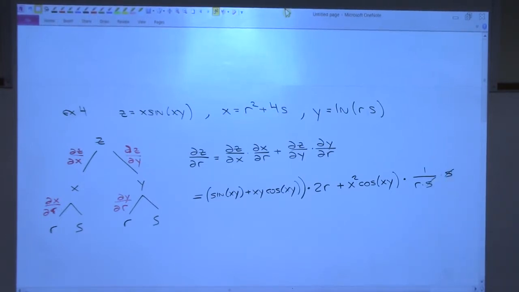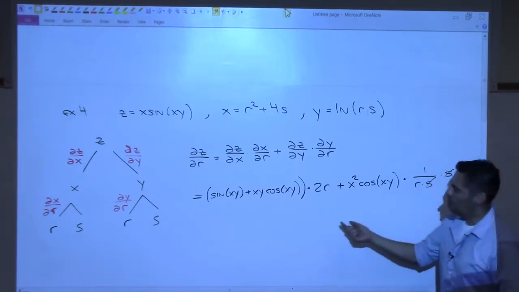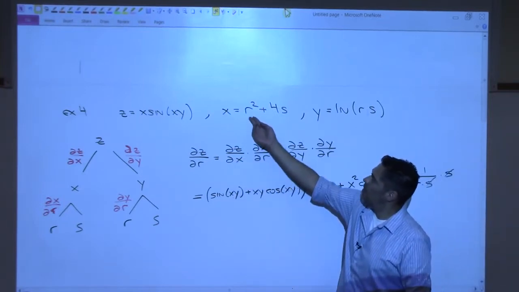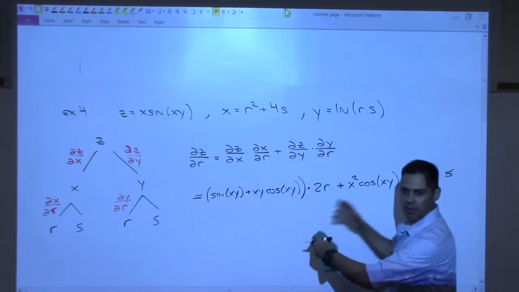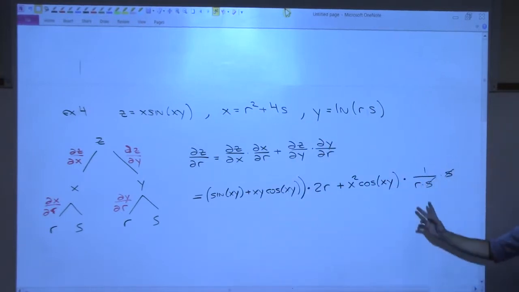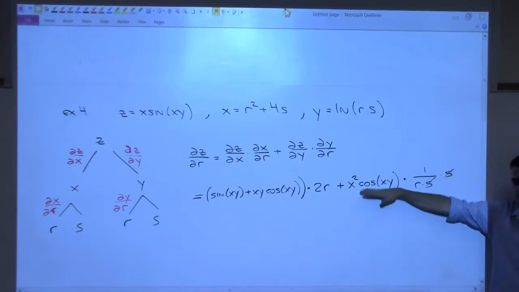And then what would you do? Replace all your x's with r squared plus 4s, all your y's with natural log rs. You rewrite the whole ugly thing, and that's your derivative. It will have two variables in it when you're done. What should those variables be? r and s. That's it.